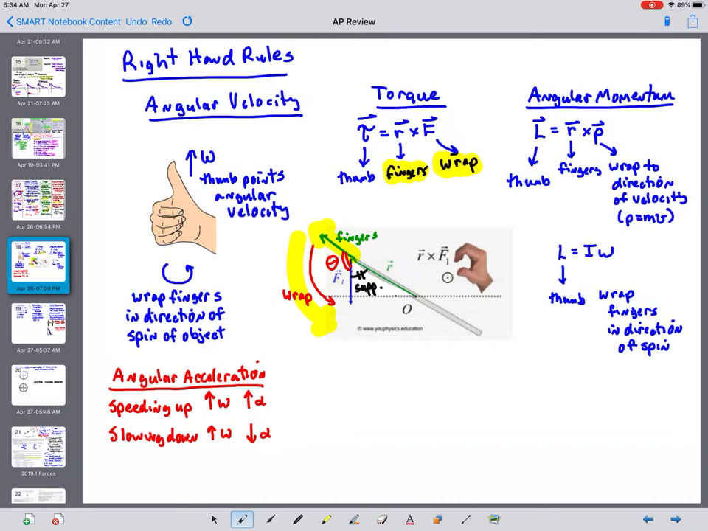Angular momentum, L equals R cross P. Same idea as your torque right hand rule. Your fingers are going to point in the direction of R. You're going to then wrap them to the direction of P, where P is equal to mv, so you're wrapping to the direction of the velocity vector. And then your thumb's going to point the angular momentum vector, which is again along an axis. If you're using L equals I omega, wrap your fingers in the direction of the spin, and your thumb is going to point the direction of the angular momentum.